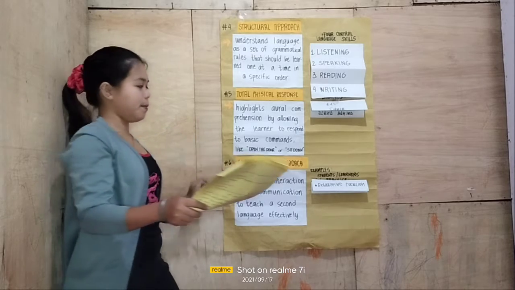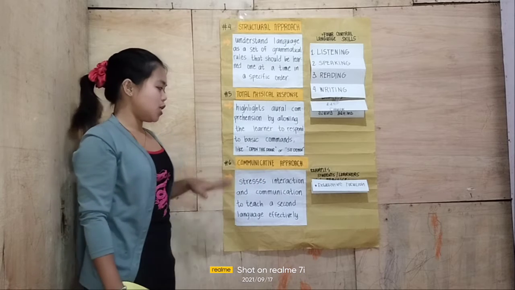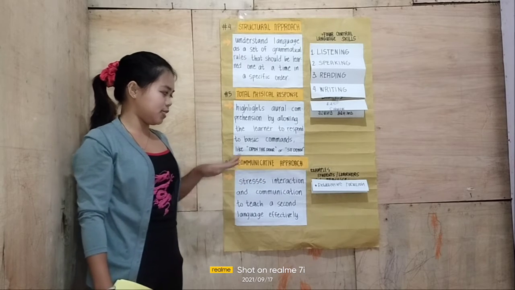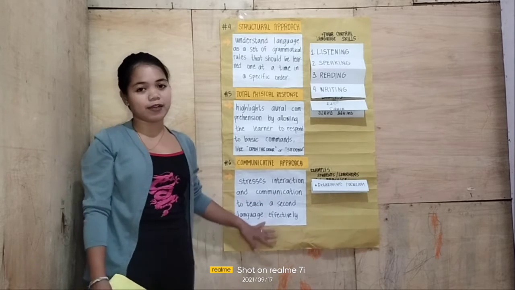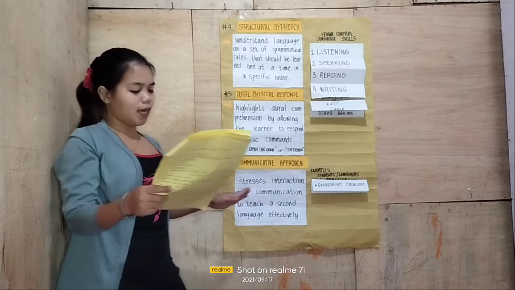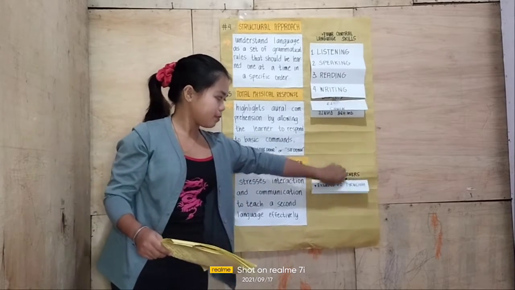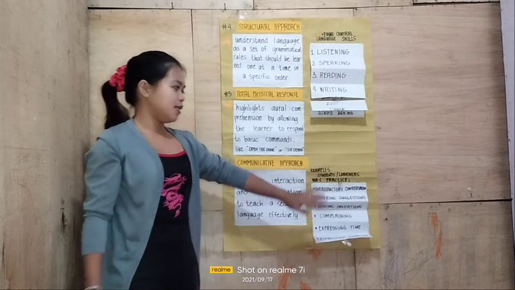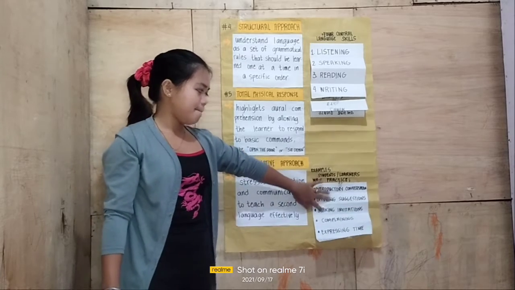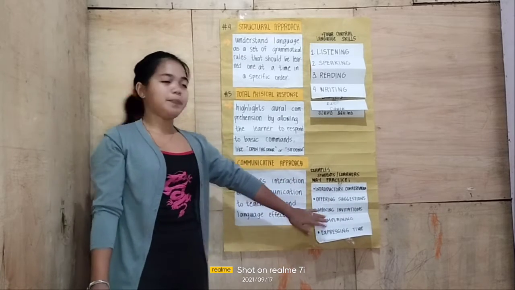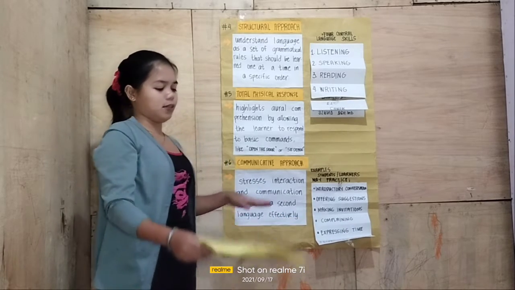The last one that I will be discussing today is the communicative approach. The communicative approach stresses interaction and communication to teach a second language effectively. Examples are that the students or learners may practice introductory conversation, offering suggestions, making invitations, complaining, expressing time, and expressing location.